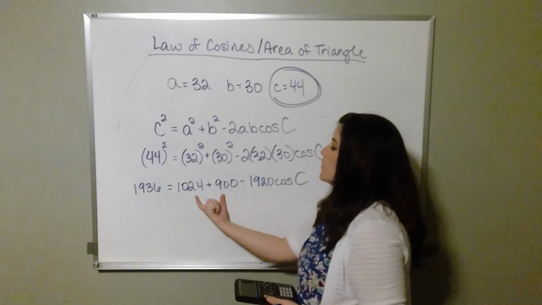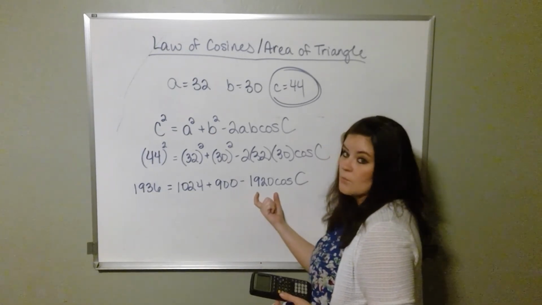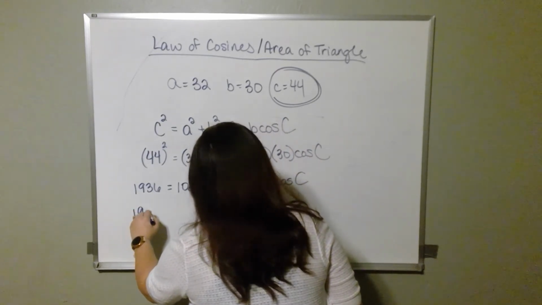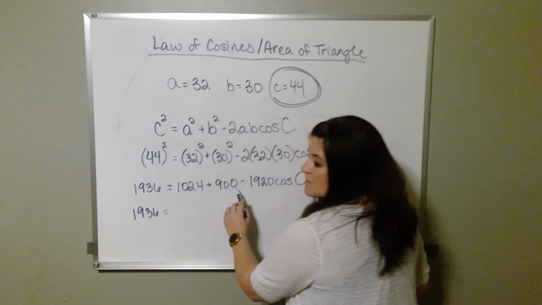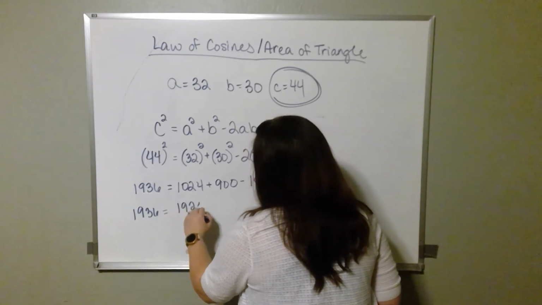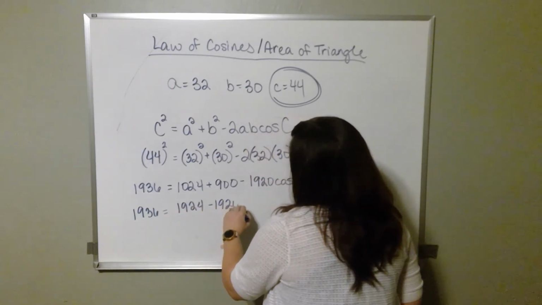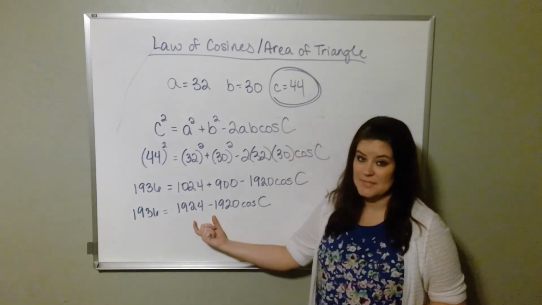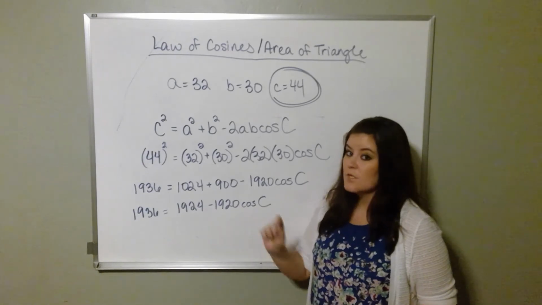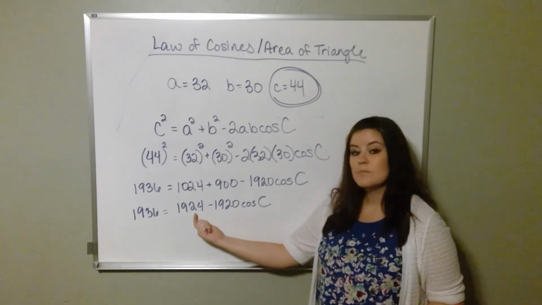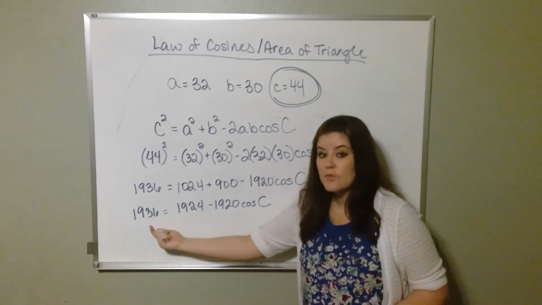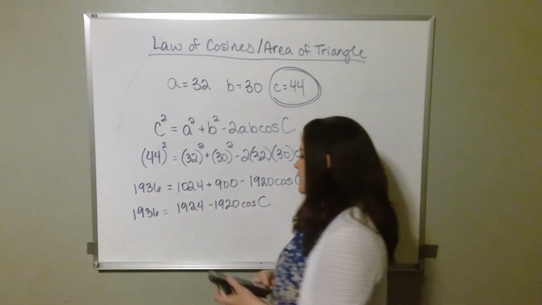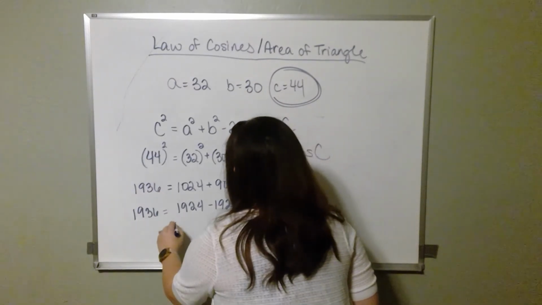So we're here. Put these two numbers together. Again, don't put that one with those. So 1936 equals, put these two together, you get 1924 minus 1920 cosine C. So now it's really tempting to want to do this subtraction here, but don't. What you're going to do is subtract 1924 from both sides to get this number over with the other plain number. So subtract 1924 from both sides.